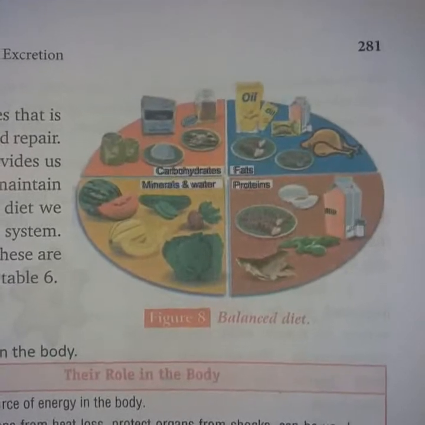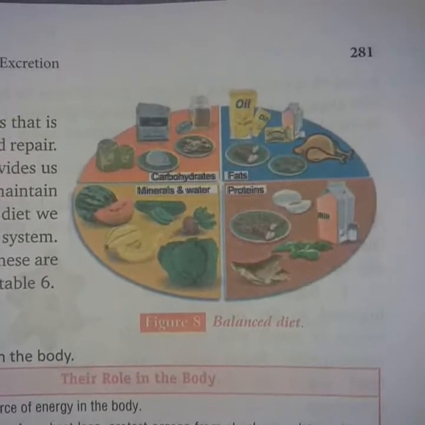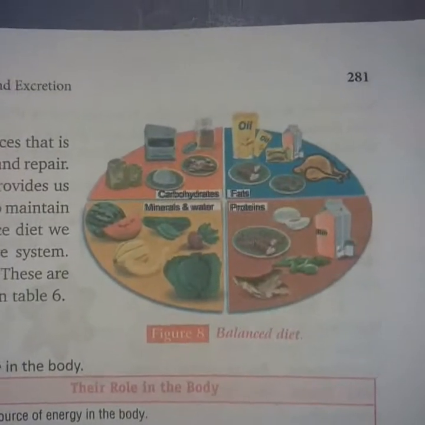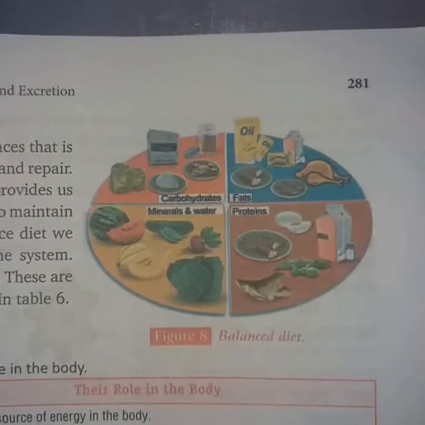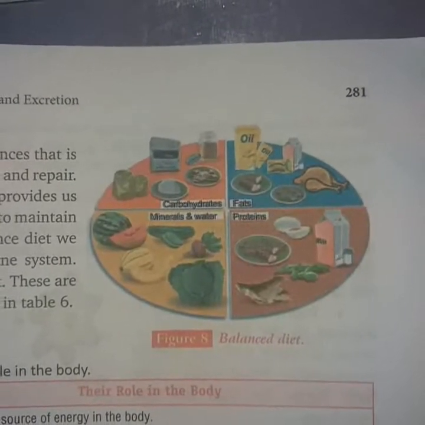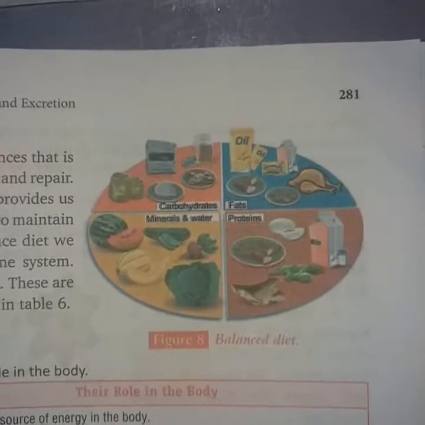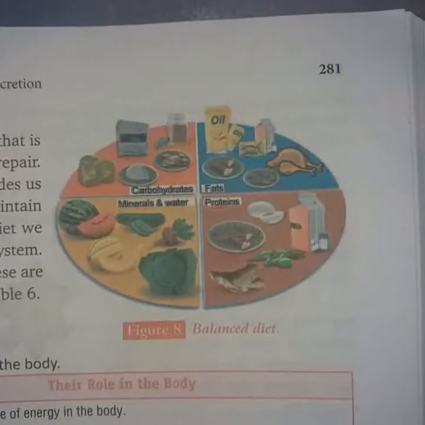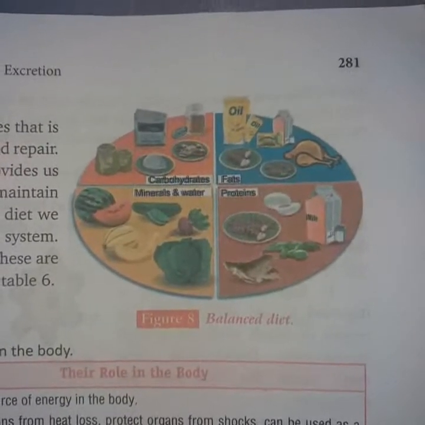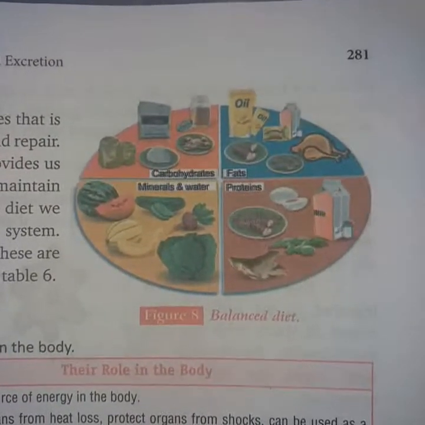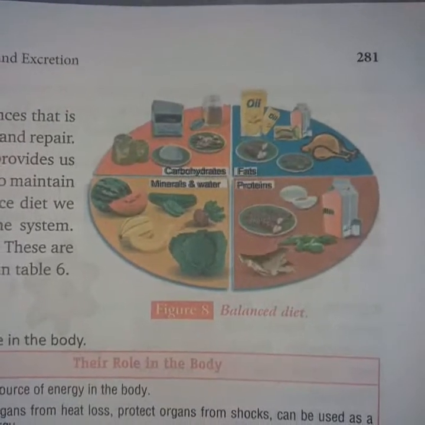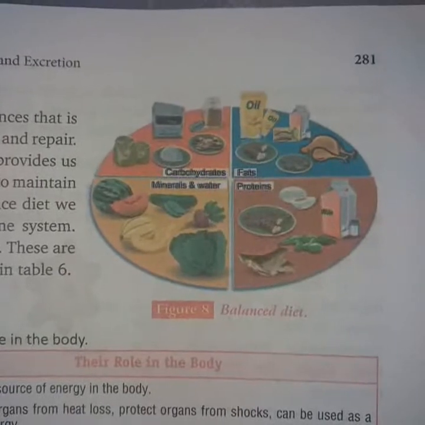Next is water. Water makes up 70% of the body. It is needed for transport in the body and also for sweat, tears and urine. Urine contains a large amount of water. So we should drink 4 to 6 liters of water every day.